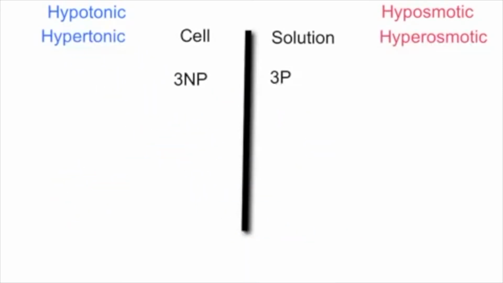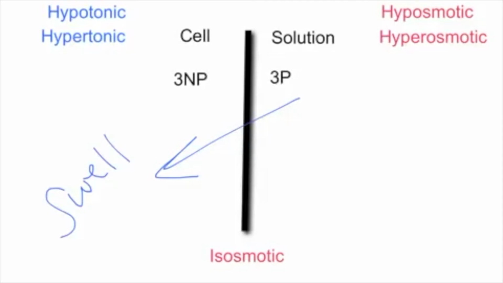In this example, I have introduced penetrating solutes. For osmolarity, it doesn't matter whether it's penetrating or non-penetrating. Now for tonicity, we need to note that the water will move to the non-penetrating side, causing the cell to swell and for the solution to be hypotonic.